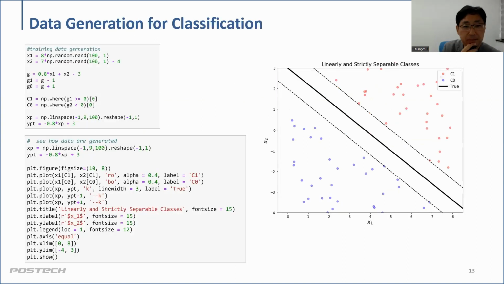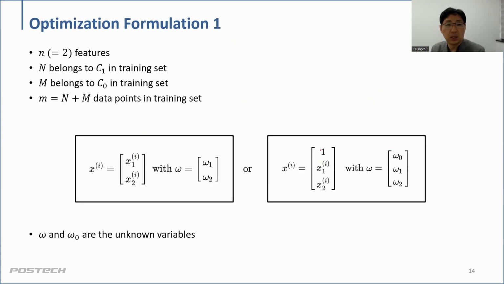Now let's see. I generated the data points. All the data is C1 and, say, blue and red. Let's formulate it as an SVM or classification problem. We have two features, x1 and x2, and n data points in the other group. In total, we have small m data points in the training set.